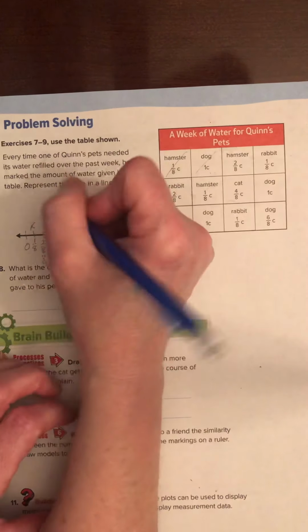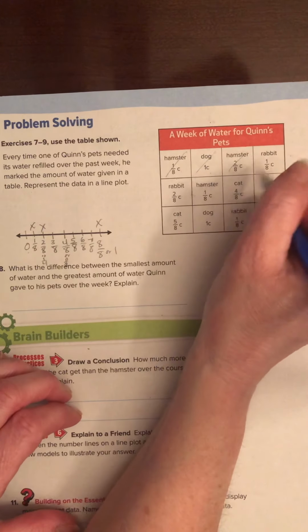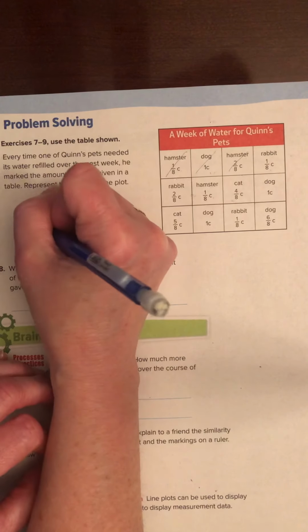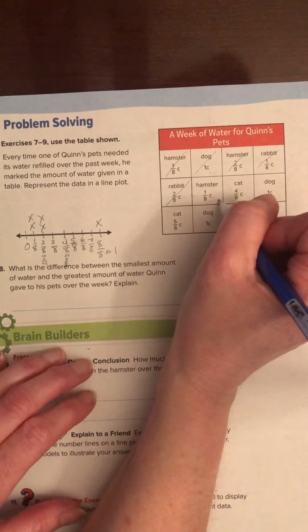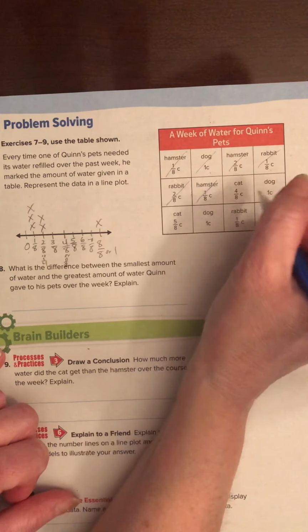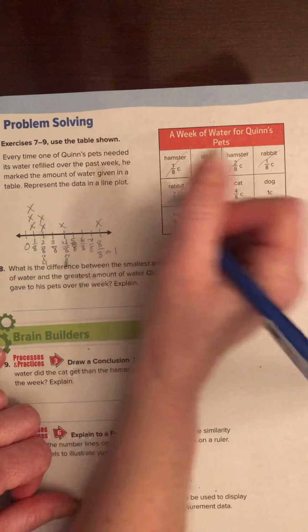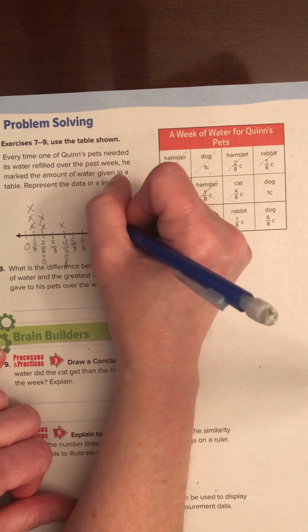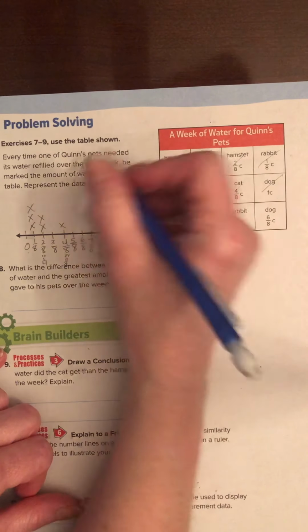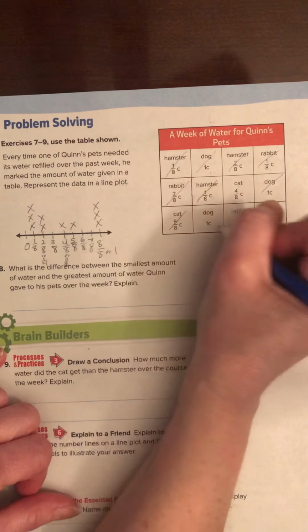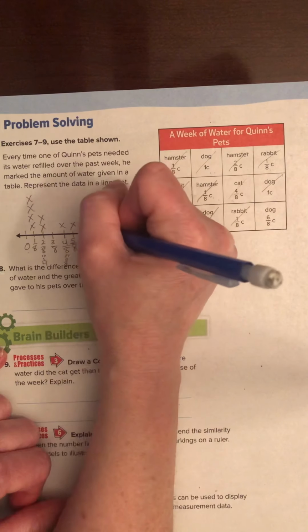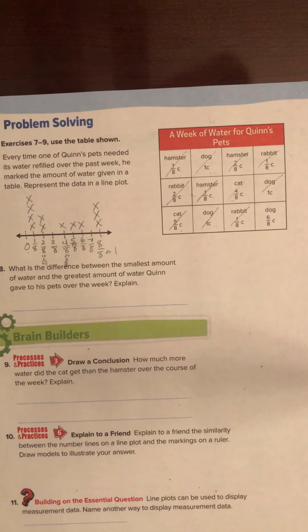The hamster gets 2/8. Rabbit, 1/8. Another x over the 1/8. 2/8 for this rabbit. Another x over 2/8. Hamster, 1/8. Put another x over there. The cat, 4/8. The x there. Dog again, 1 cup of water. Cross that out. 5/8 for the cat this time. Dog, another 1 cup. Okay, the rabbit, 1/8. And the dog, 6/8. Okay, so our line plot would look like this.